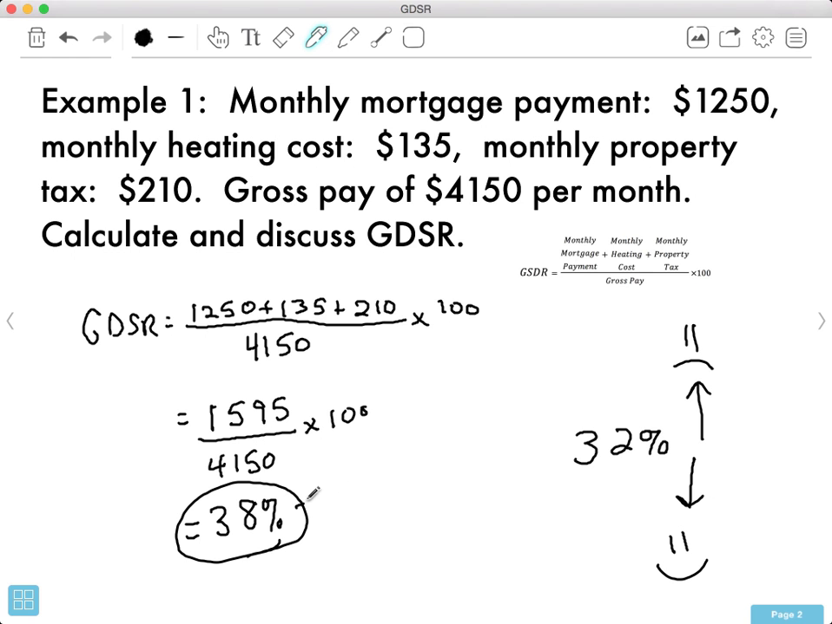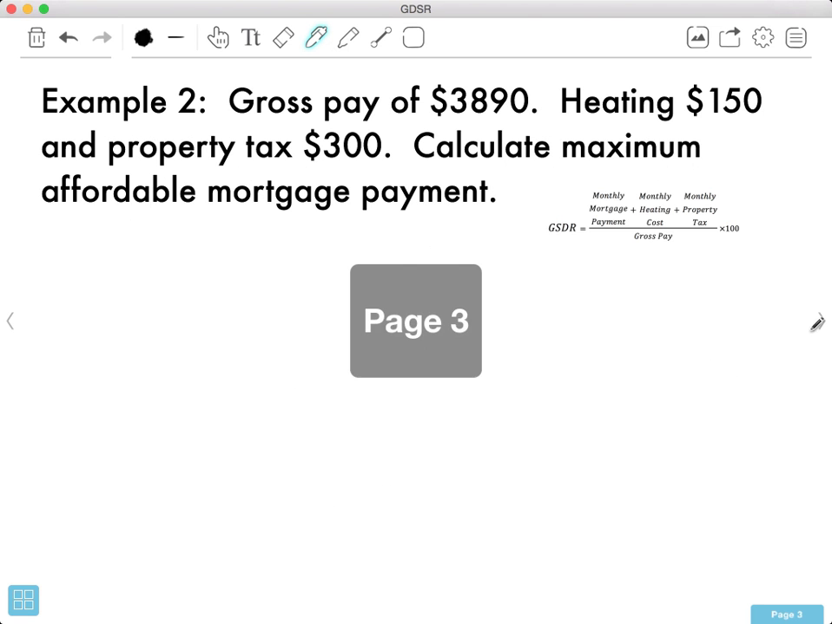This person, since they're at 38%, that is too high for most banks, and so they would say to that person that they're not going to lend them the money to buy this house. They either need to find a cheaper house or they need to get a raise, something to make this percentage a little bit smaller.